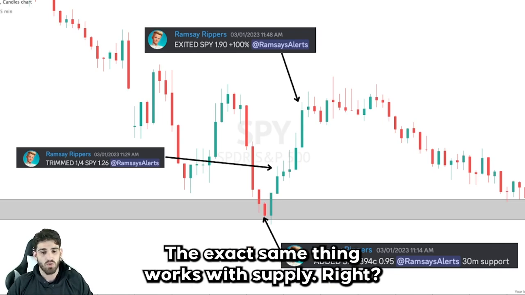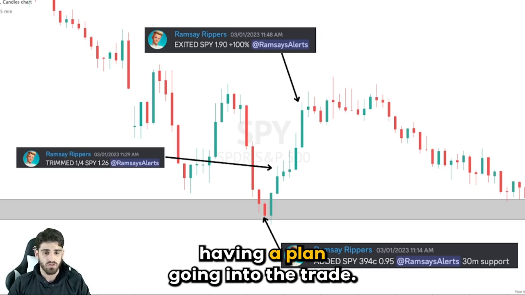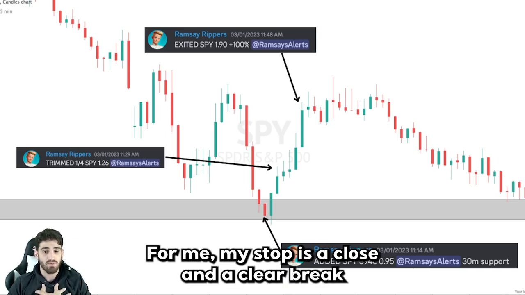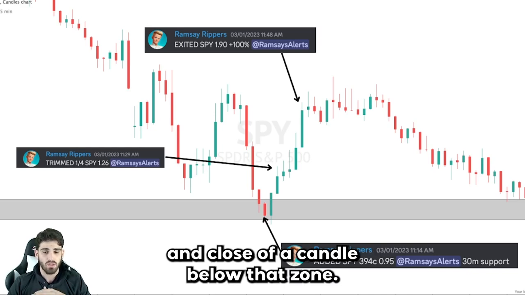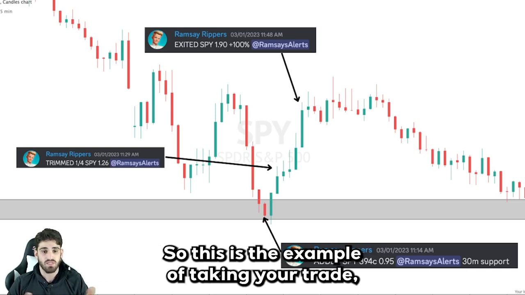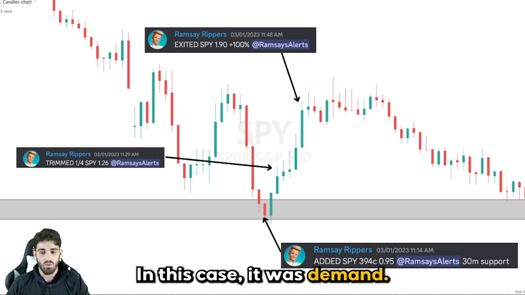The exact same thing works with supply, right? But once again, it's important to note having a plan going into the trade. So if you're adding off a demand, what's your stop? For me, my stop is a clear break and close of a candle below that zone. Once again, it offers just a really nice risk reward to the upside. So this is the example of taking a trade using supply and demand. In this case, it was demand.